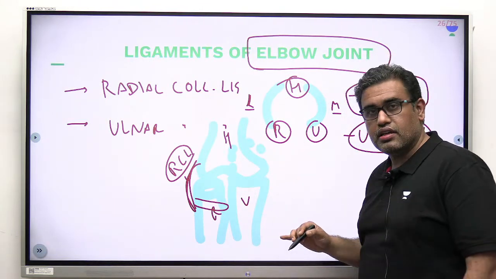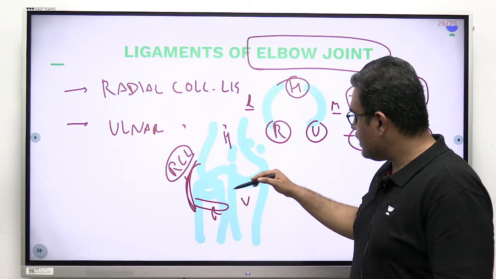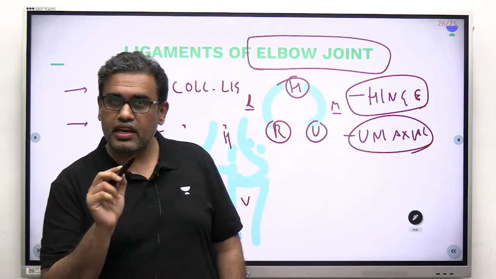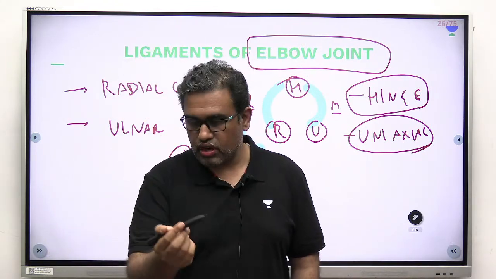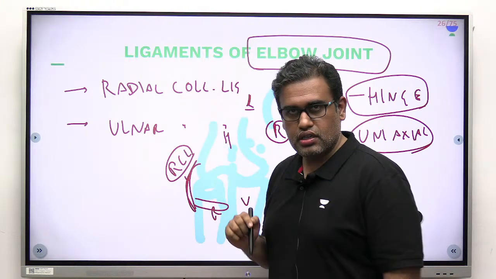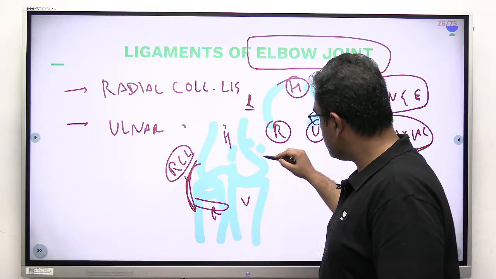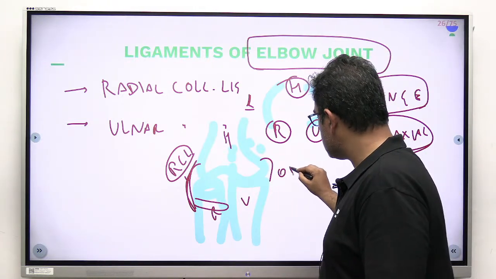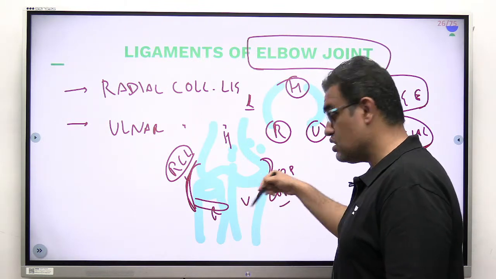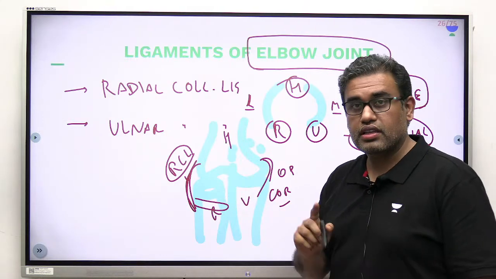Medial collateral ligament starts from the medial epicondyle and goes to two parts of the ulna. Why? Because ulna is a major contributor of the elbow joint. As radius is the main contributor of the forearm bones and the wrist joint, ulna is the major contributor for the elbow joint. So the ulnar collateral ligament will have two parts. One part will go from the humerus to the olecranon process, and one part will go to the coronoid process. These are both processes of the ulna only. So there are two processes over here. Okay, the medial collateral ligament.